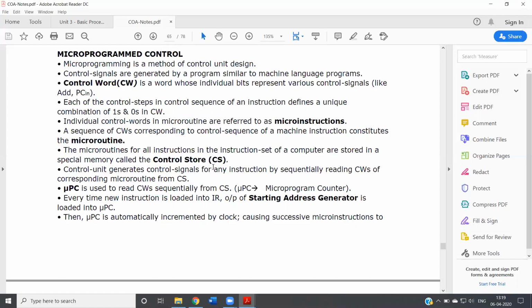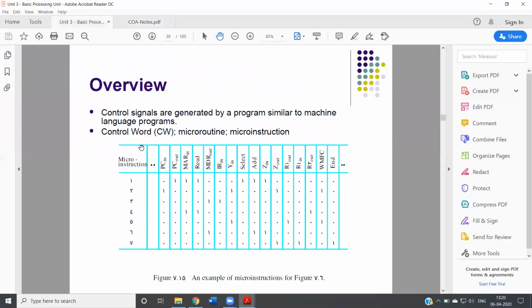The sequence of control words corresponding to the control sequence of a machine instruction constitutes a micro routine. And the micro routines for all instructions in the instruction set of a computer are stored in a special memory called control store. It is a repository of all these micro routines for all instructions. So all these are stored in one location, and we say it is a control store.